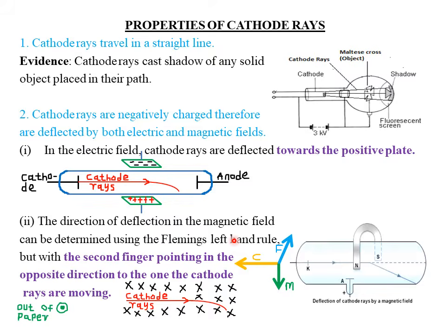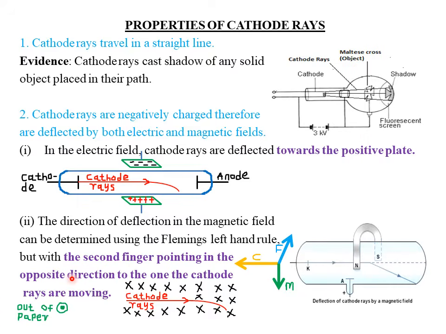Basically, it stated that if you hold the fingers of your left hand such that the first finger points towards the direction of the magnetic field, the second finger points in the direction of the current, then the thumb must always point in the direction of the motion, which will be the direction of deflection of our cathode rays. Only that for this case, the second finger points in the opposite direction to the one the cathode rays are moving.